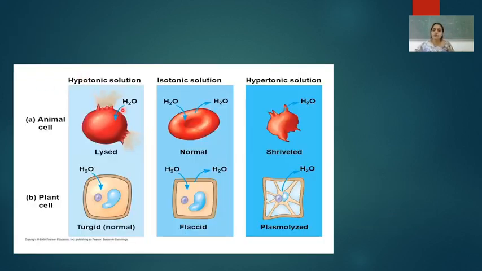Here's a picture for you. So it's an endosmosis, hypotonic solution in case of animal cell. This is the same. This will be normal. So there will be no change. Whereas in hypertonic solution, when you just keep the animal cell, we'll say it as shriveled or shrunk. In case of plant cell, we'll say as turgid.